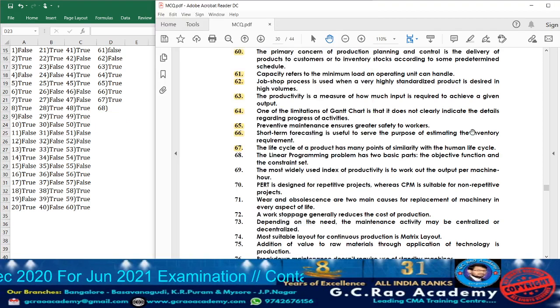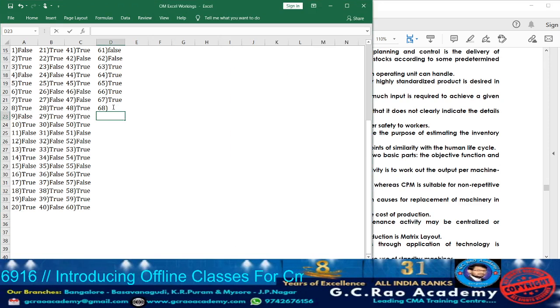Now let us move on to statement 68. What they are telling? The linear programming problem has two basic parts: the objective function and the constraint set. Yes, again, in linear programming they are going to consider two main things. What are those? One is the objective function they are going to take into consideration, and the constraints to reach that objective they are going to consider. So accordingly, whatever the statement they are given, it is true.